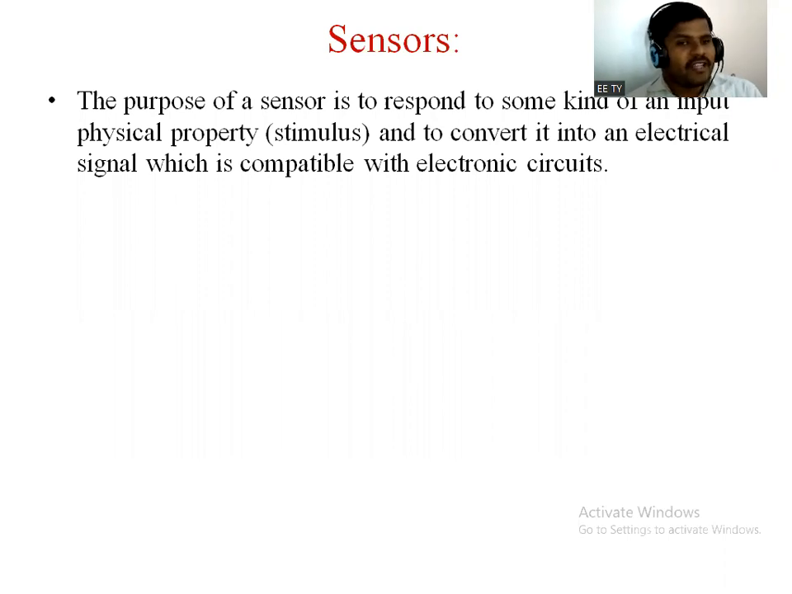So the signal obtained, which we are going to interface with the electronic circuitry, must be compatible with it. If the signal is not readable by the electronic circuitry, then will the system be able to control that situation? No. That means the output obtained from the sensor should be compatible with the electronic circuitry.